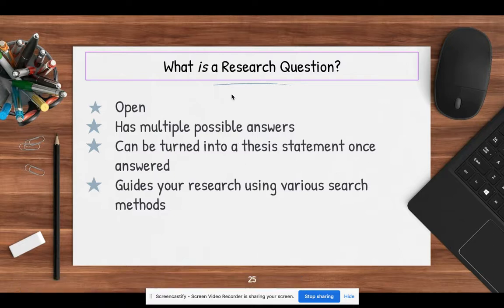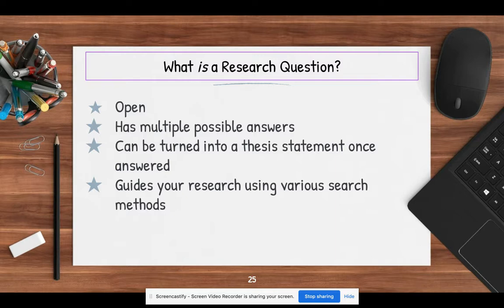So what is a research question? I've been talking about these questions that you want to answer. It has to be an open question. It can't be, why is the sky blue? What is traumatic brain injury? Well, that's an answerable question by Googling.